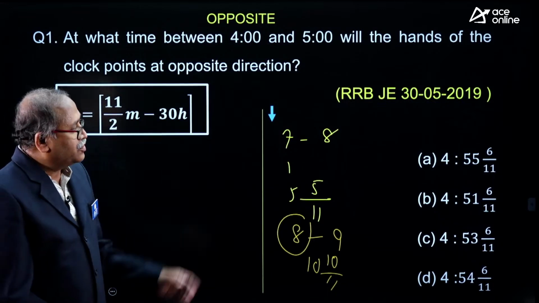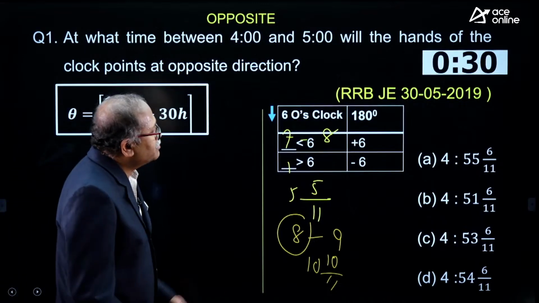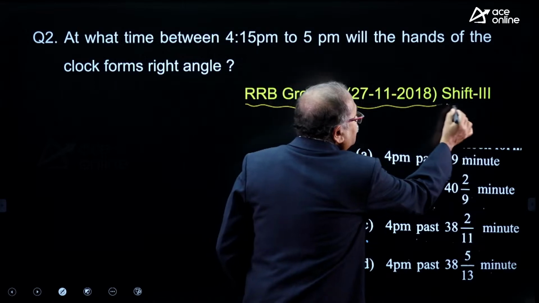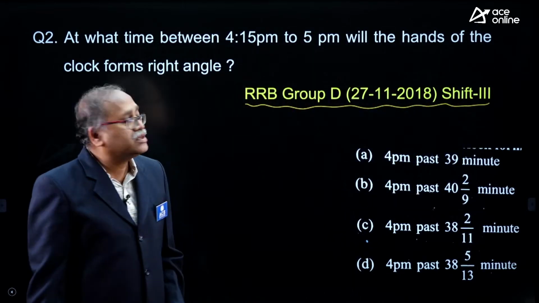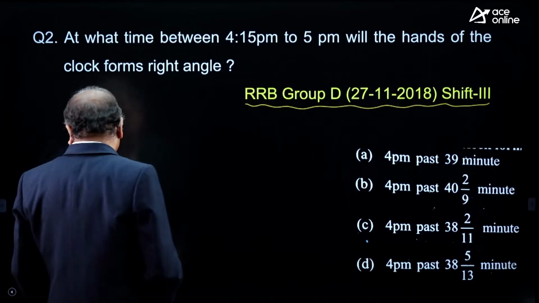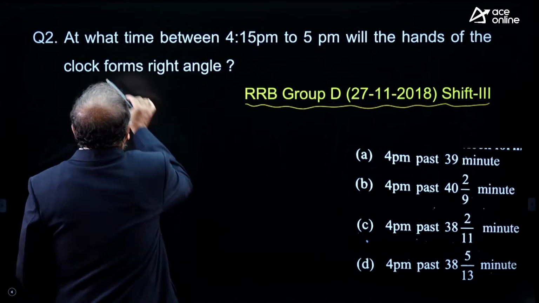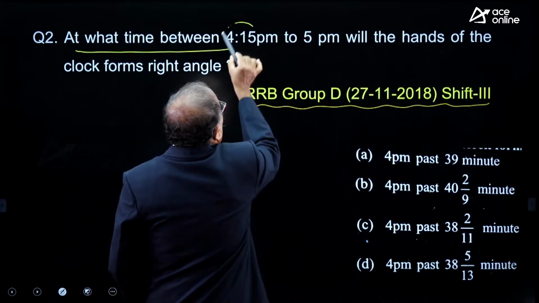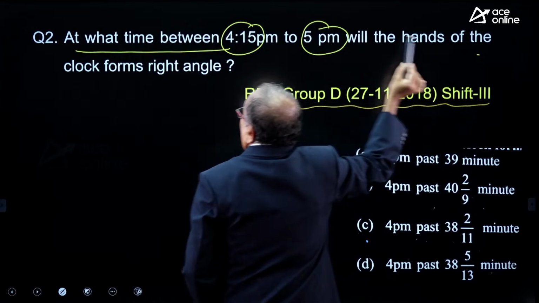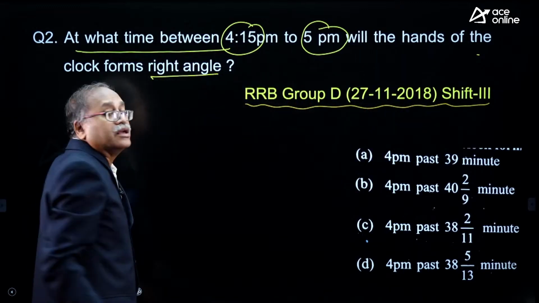The next question on your board is this. Forget about this explanation and look at this one. I have not prepared these questions; I am taking previous year questions so that you understand this kind of question comes in the exam. Now, coming to this: at what time between 4:15 p.m. and 5 p.m. will the hands of the clock be at a right angle?